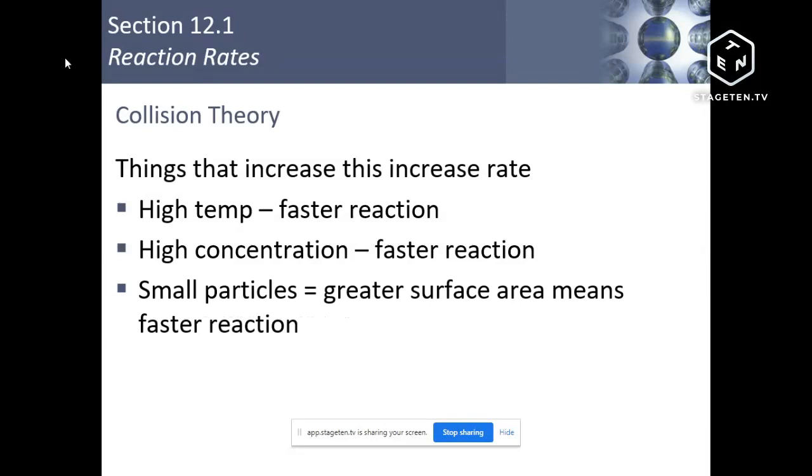More salt will dissolve if you grind it up and put it in water versus if you just put a big brick of salt in there. So increased surface area means more collisions. Okay.